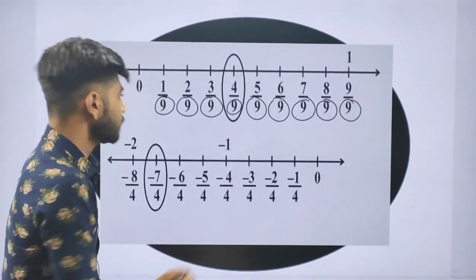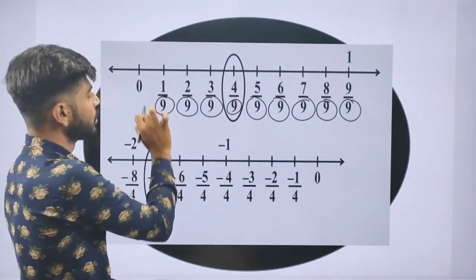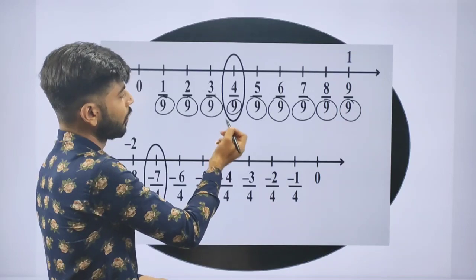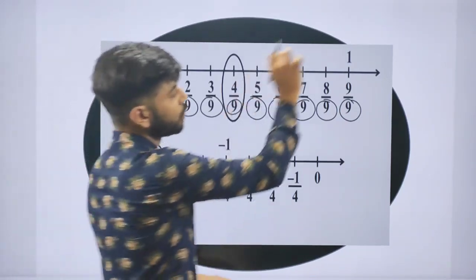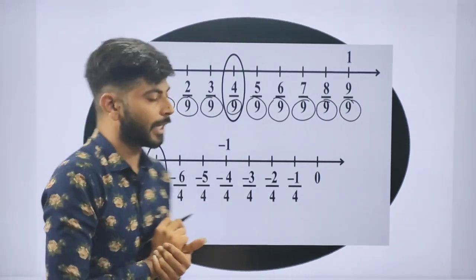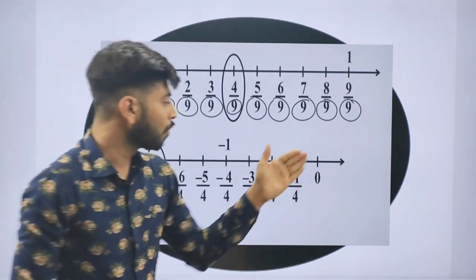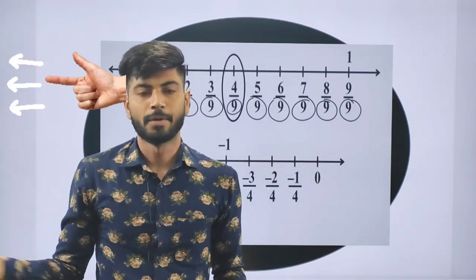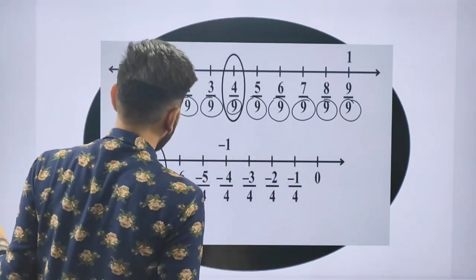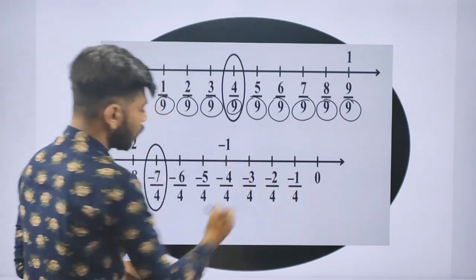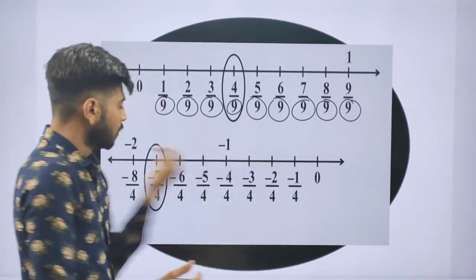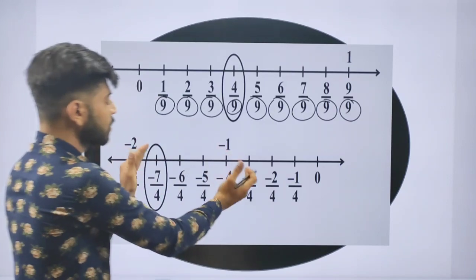Now we want 4 upon 9, so we will put 0 upon 9, which is 0. Then 1 upon 9, 2 upon 9, 3 upon 9, and then we will get 4 upon 9, but we have to go up to 1. Similarly, when you are taking a negative rational number on the number line, we will go from 0 to the left side. So in this you can see we are going from 0 to the left side. Again, we want minus 7 upon 4. Where will minus 7 upon 4 be? It will be on the left side of minus 1, between minus 1 and minus 2.